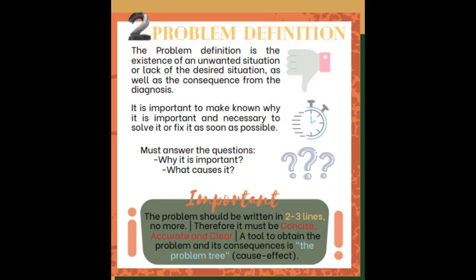The questions to be answered in the problem definition are: why is it important? And what caused the problem? The problem must be perfectly aligned with the diagnosis information. Important: the problem should be written in 2 to 3 lines, not more. Therefore, it must be concise, precise, and clear. A tool to obtain the problem and its consequence is the problem tree.